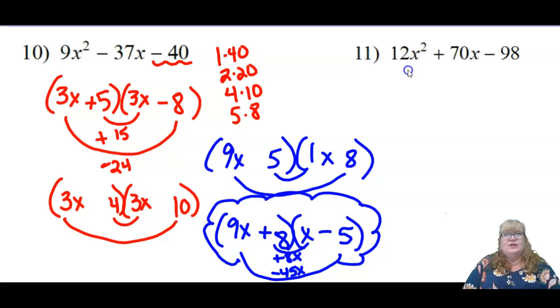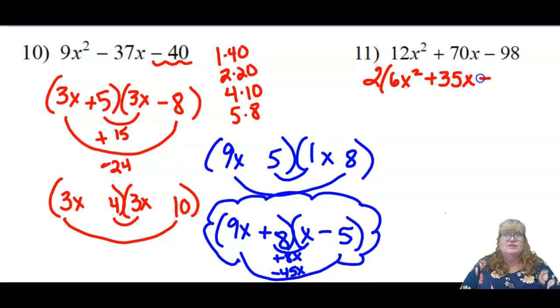All right, let's see if we can do any better here. Aha, I see a shortcut. These are all divisible by at least 2, right? So if I take out a 2, I will have 6x squared plus 35x, which is no longer even, so it's not divisible, and 47? That's not right. 46. Is that right? 98 divided by 2.